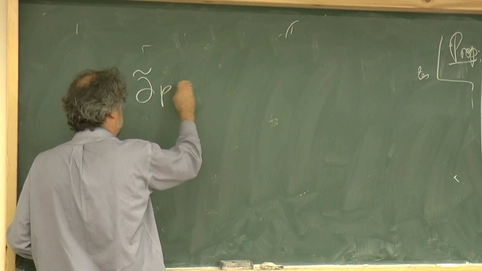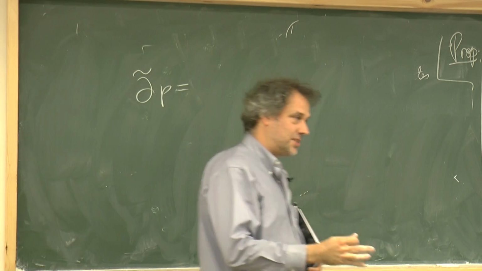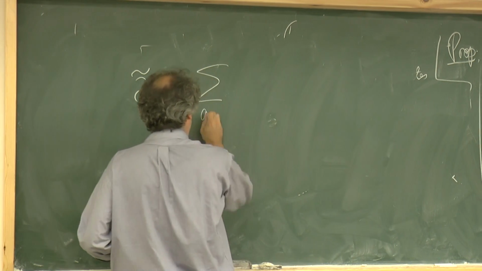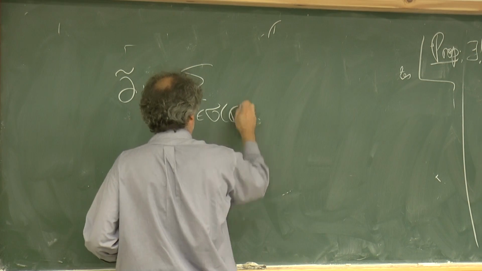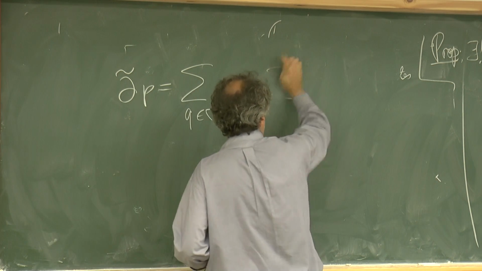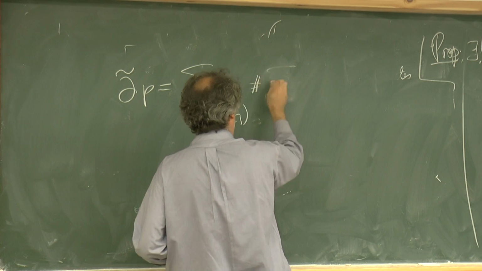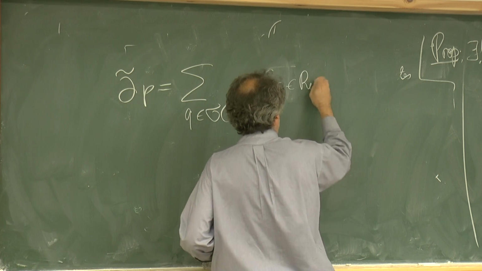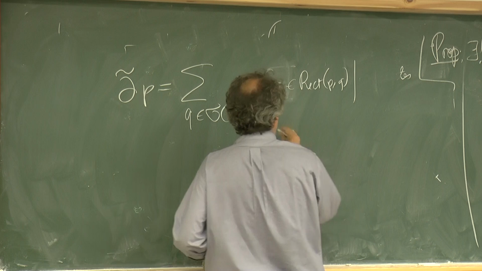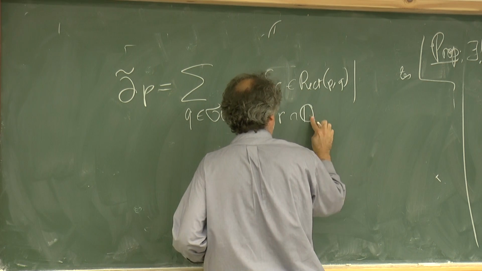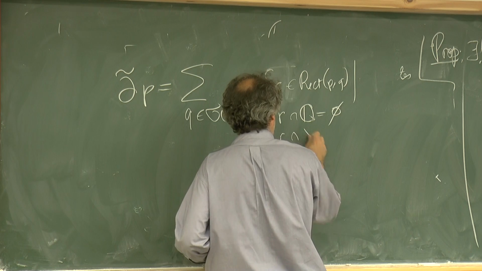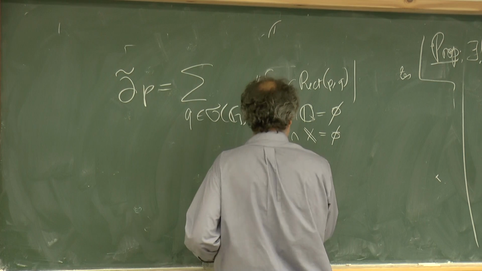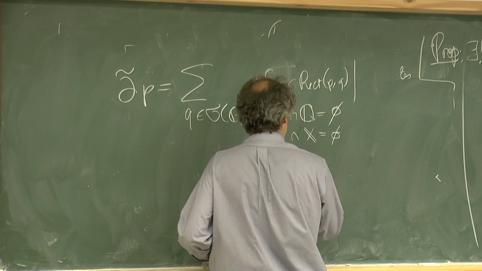So the differential of P: what's going to be the differential in our chain complex? It's going to count empty rectangles. So the differential of a grid state P is going to be a sum over all other grid states of a count of empty rectangles. So I want to look at the number of rectangles which have the property that R intersect O is empty, R intersect X is empty. So it has no X markings inside of it, no O markings inside of it, and no P markings inside of it.